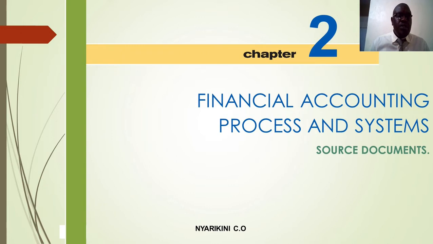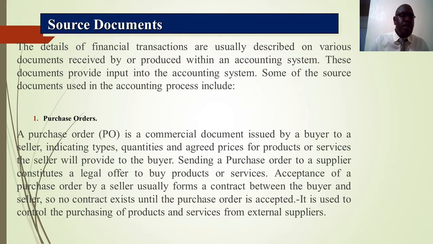In this video, we are going to look at source documents which provide data into the accounting system. So you do understand that details of financial transactions are usually described on various documents, some which are received from external sources and others which are produced within the accounting system of an organization. These documents will provide the data which acts as an input into the accounting system. As such, these documents are usually referred to as source documents.